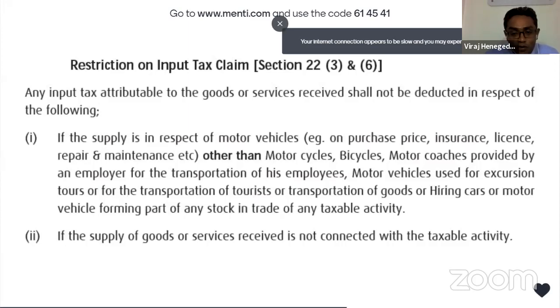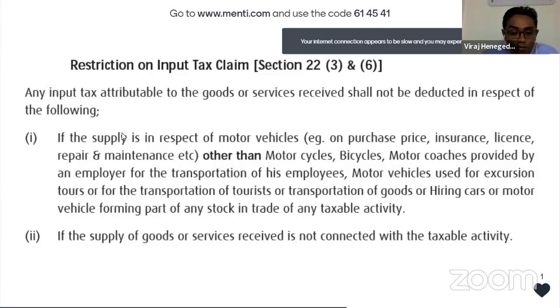Right, registration input claim. Input tax attributable to services received shall not be deducted in respect of the following: the supply of motor vehicles, purchase price, other than motorcycles, bicycles, motor coaches provided for the transportation of employees. Basically, here the motor vehicles you can see are not for public transportation. Motor vehicles used for excursion tours or the transportation of tourists, or the transportation of goods, or hiring cars, or forming part of any stock in trade of a taxable activity. So you need to remember that as well when you are claiming input VAT.